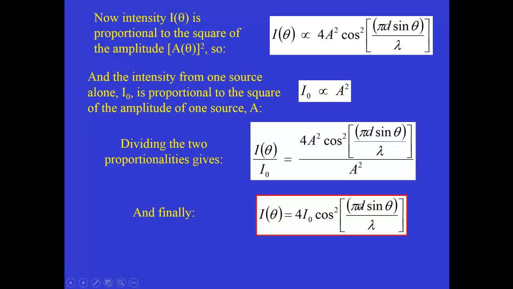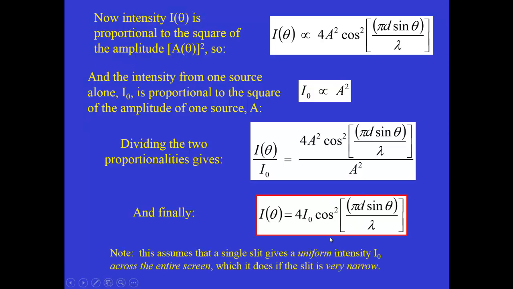And then the cosine squared term will oscillate back and forth from 0, which is what we would get at certain values of theta, to 1 at other values of theta, and so on. So the one assumption that we have made, and we stated this up here, is that a single slit gives a uniform intensity I0 at all points across the screen. That's a very good approximation if that slit is extremely narrow. We'll consider a little bit later on the case if that slit has a width to it. But for now we'll just assume that these slits are very, very narrow slits.